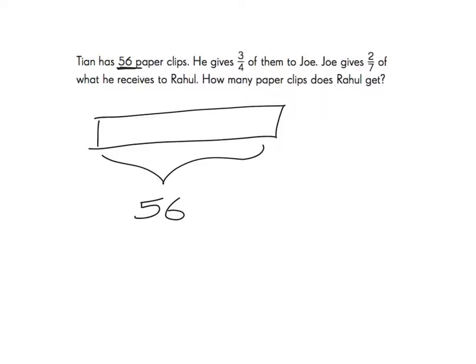He gives 3/4 of them to Joe. So I'm going to divide my bar model into fourths and show that he's giving 3 of those fourths to Joe. So if I know that I have 56 in total and I've divided my bar into 4 parts, in order to find out how much each part of the bar is worth, I'm going to divide 56 by 4.